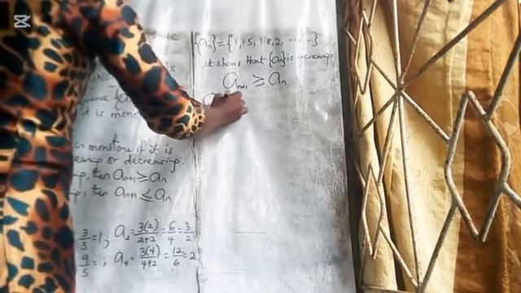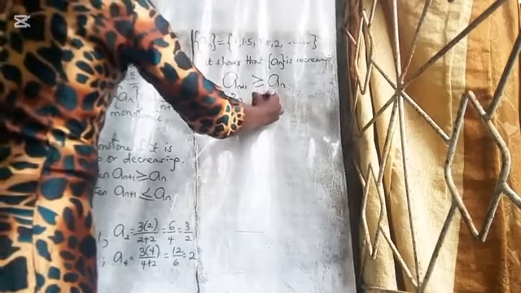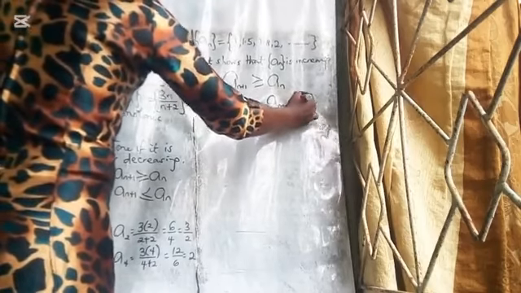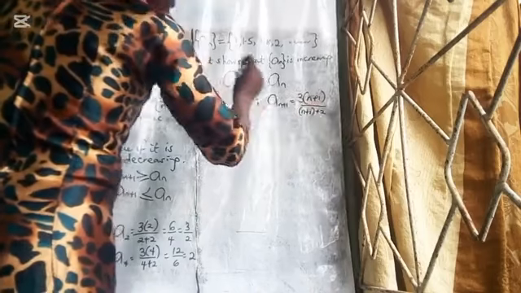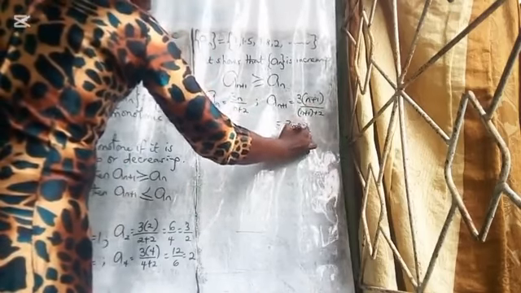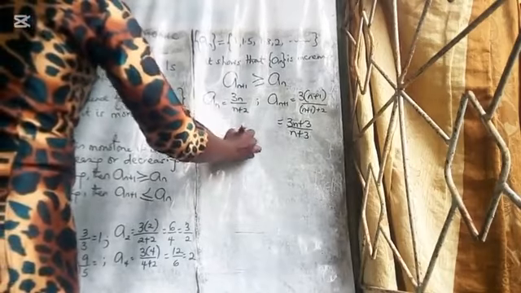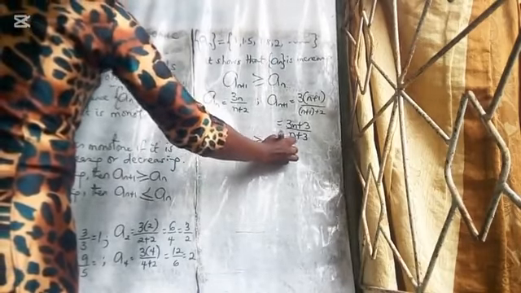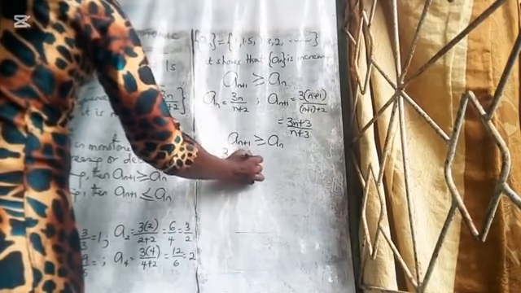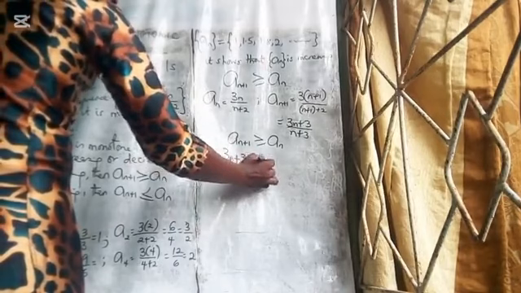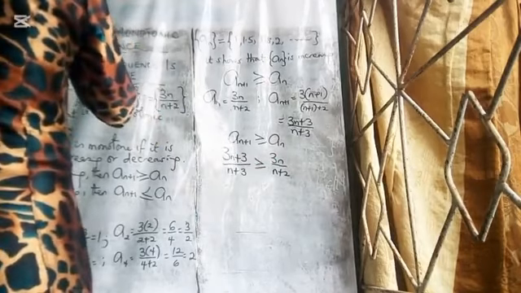From the sequence, our a sub n is 3n over n plus 2. And so a sub n plus 1 will be 3 into n plus 1 over n plus 1 plus 2, which is 3n plus 3 over n plus 3. Now I want to show that a sub n plus 1 is greater than or equal to a sub n. That is, 3n plus 3 over n plus 3 is greater than or equal to 3n over n plus 2.